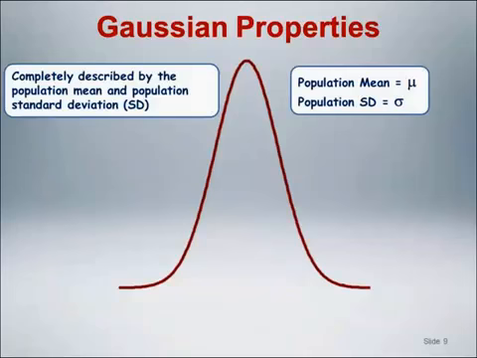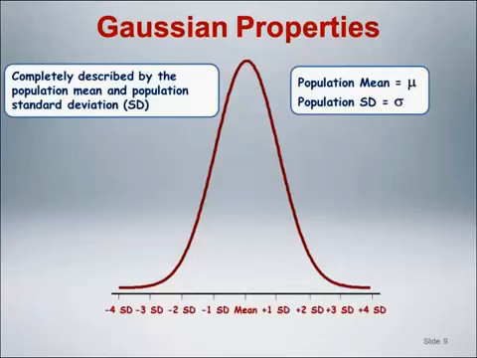A very nice property of this distribution is that it is completely described by the population mean, designated with the Greek letter mu, and the population standard deviation, designated with the Greek letter sigma. As long as you know these two values, you can completely specify the population distribution. We can label the x-axis of the Gaussian distribution in terms of where the mean is located and how many standard deviations away from the mean values are located. The area under the entire curve shown here represents all of the values in the population.